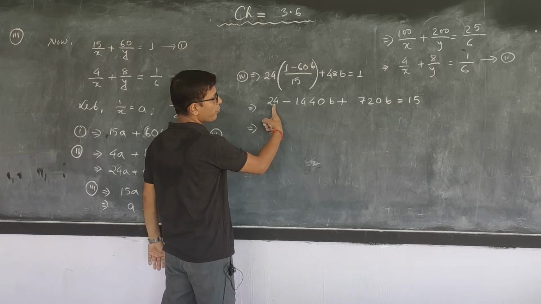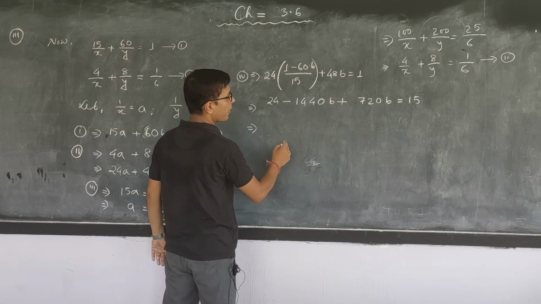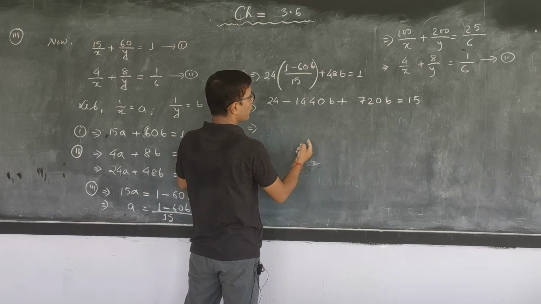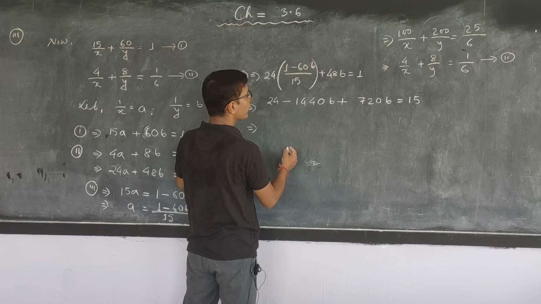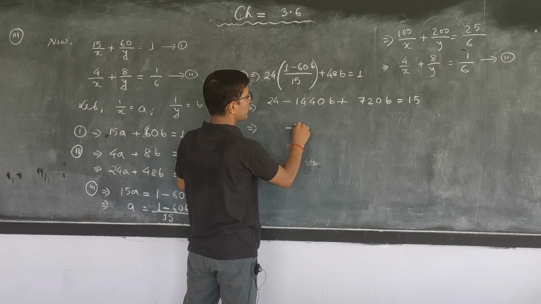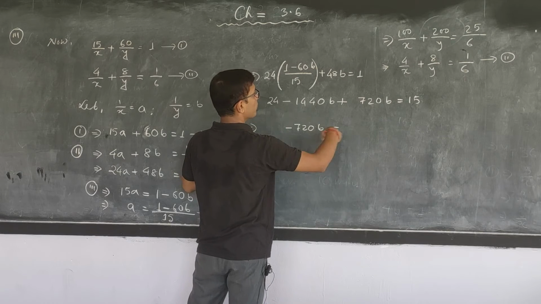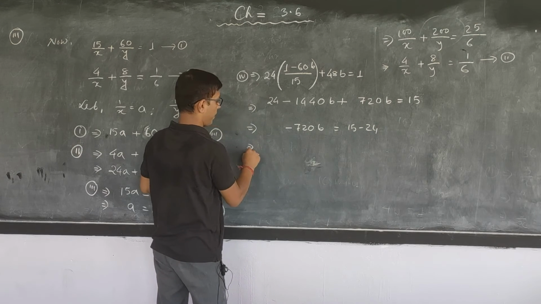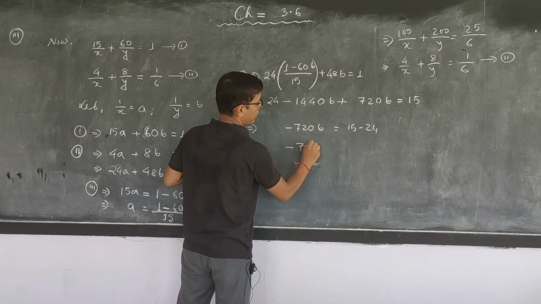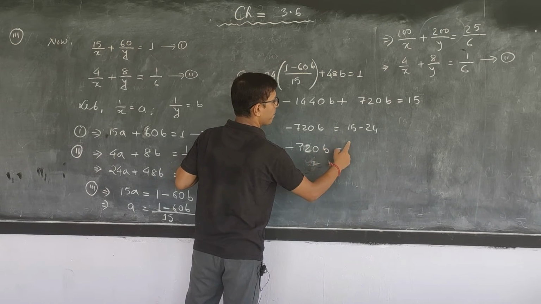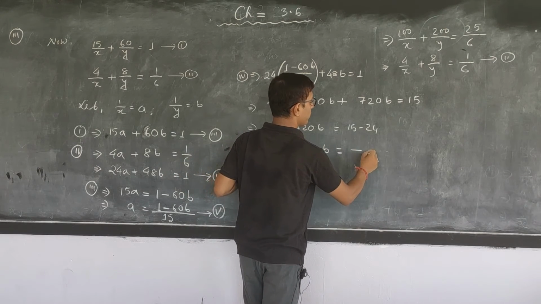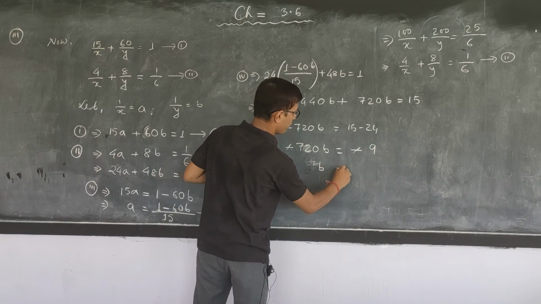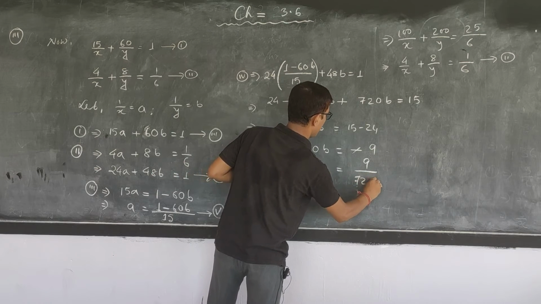Now this 24 will go that side, it will be 1440, double of this will be 1441, 144. So minus 720 will be left, this will go that side. 15 minus 24, minus 720b, and it will be 549. Minus minus cancelled. b will be 9 by 720.